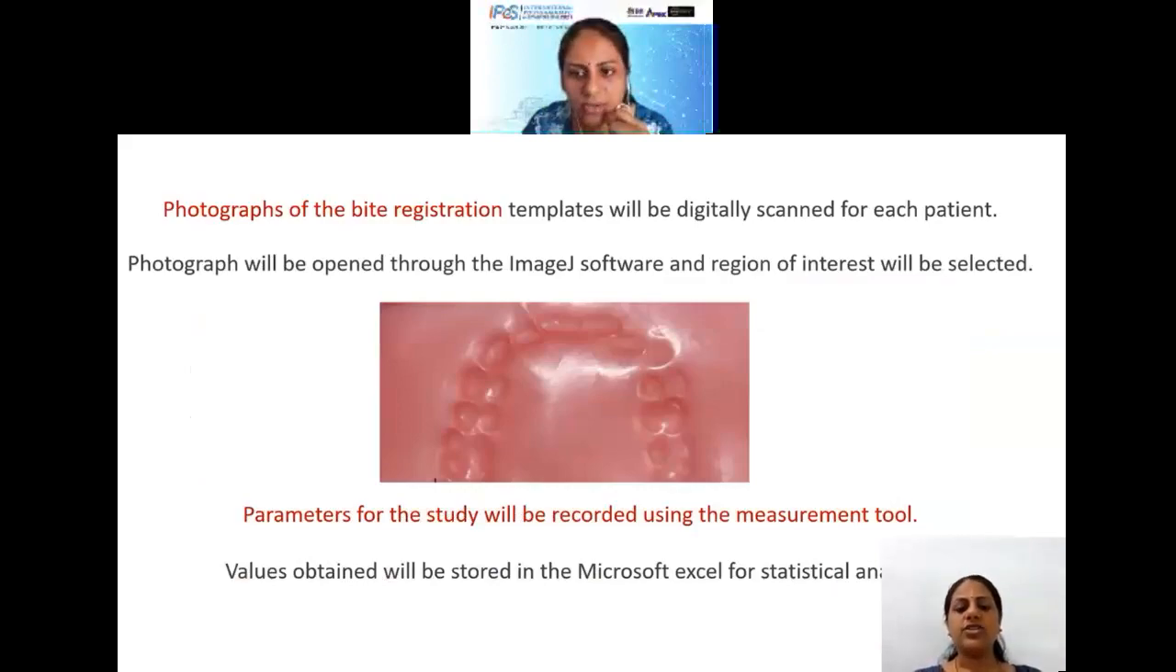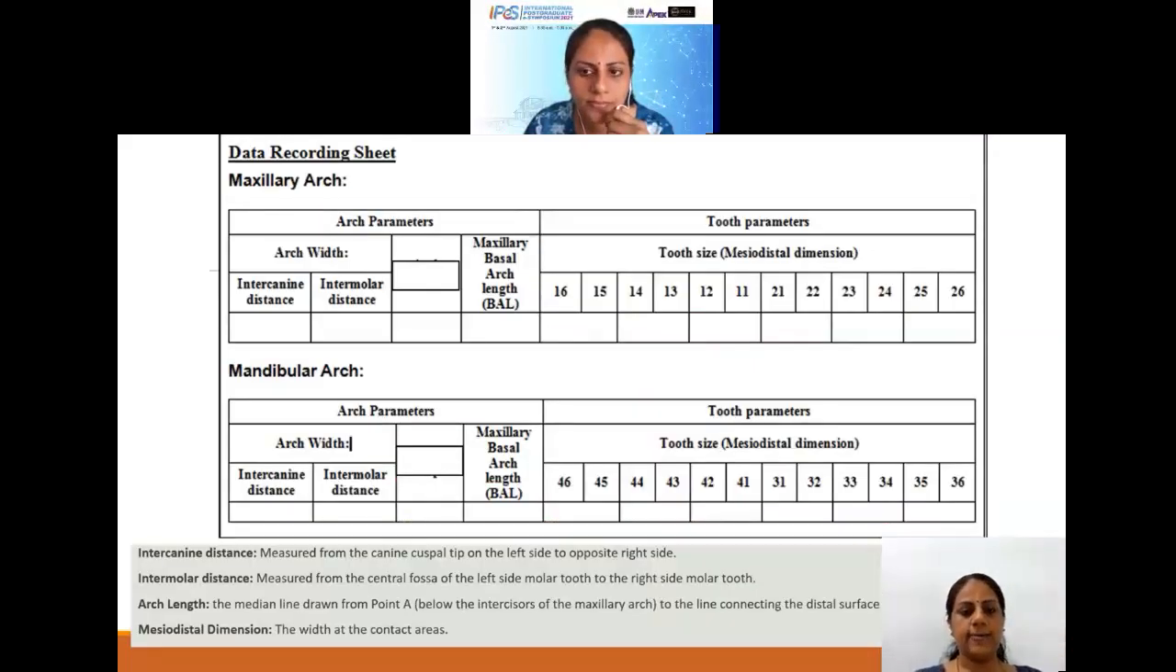So these photos of the bite registration have been opened through the image analysis software and the region of interest is selected using the measurement tool. And the values obtained have been placed in Microsoft Excel for statistical analysis.